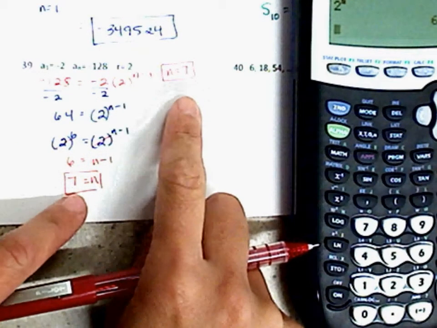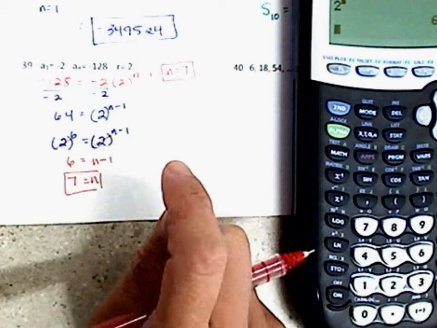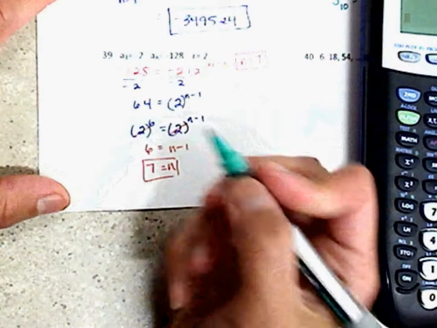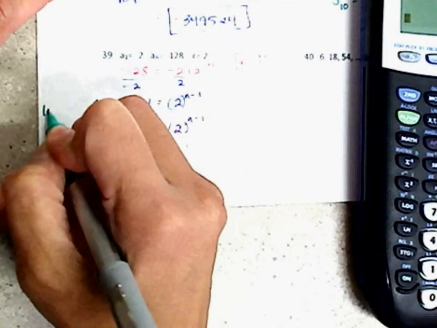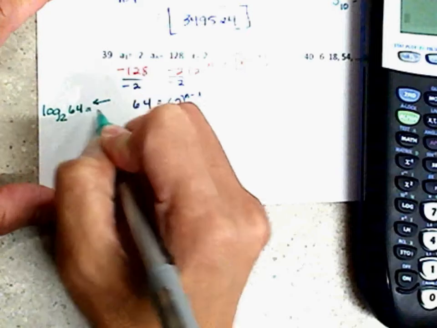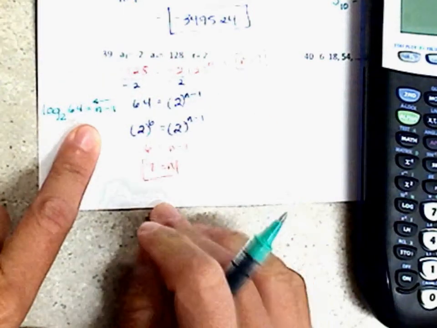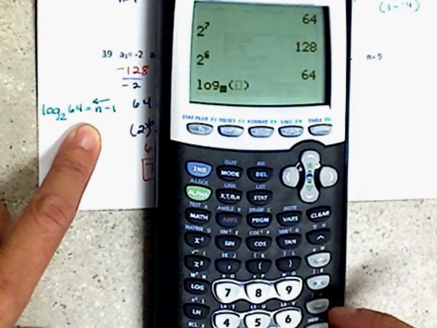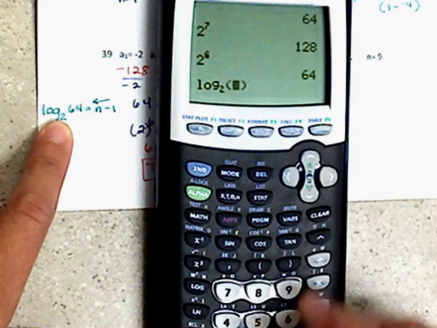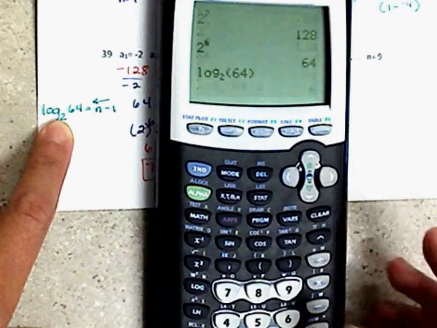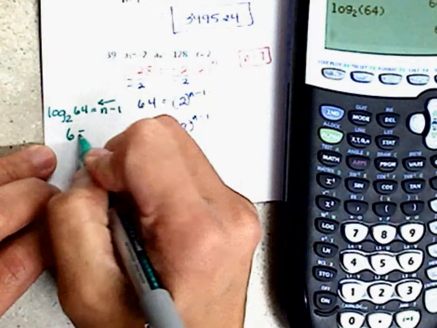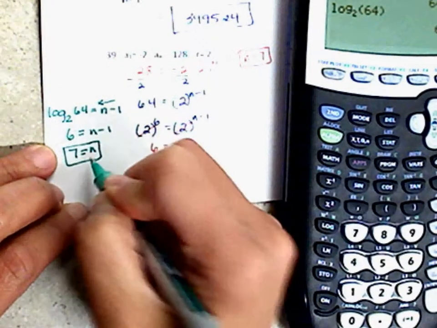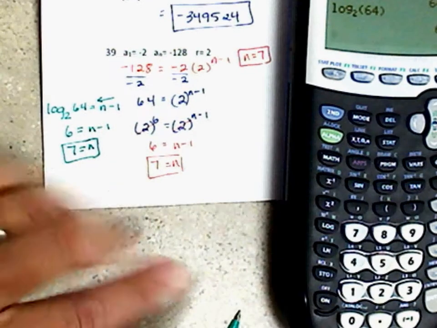All right. Or you could actually rewrite this like a logarithm. So let's just kind of rewrite it like a log. So right here, you would say log base 2 of 64 is equal to n minus 1. See that right there? And you would hit alpha window, log base is number 5, base 2, solution of 64, that'll give you 6. So replacing this whole thing with 6, n minus 1, so n is equal to 7. Any one of those ways you can do, or just go to your calculator, okay?